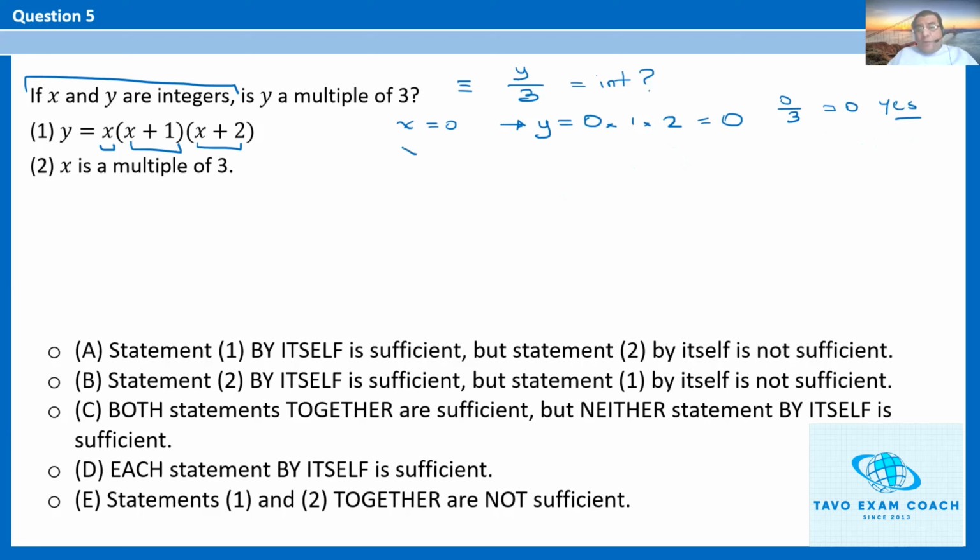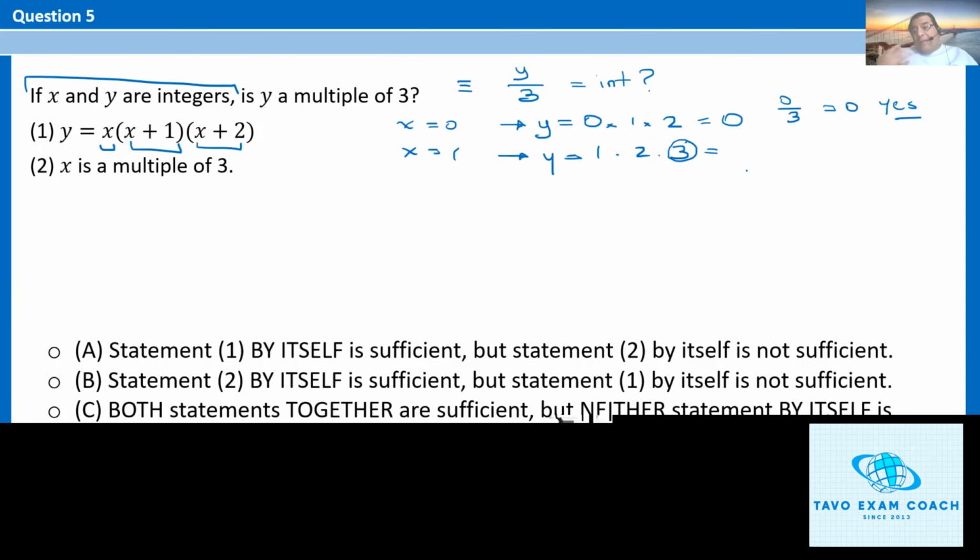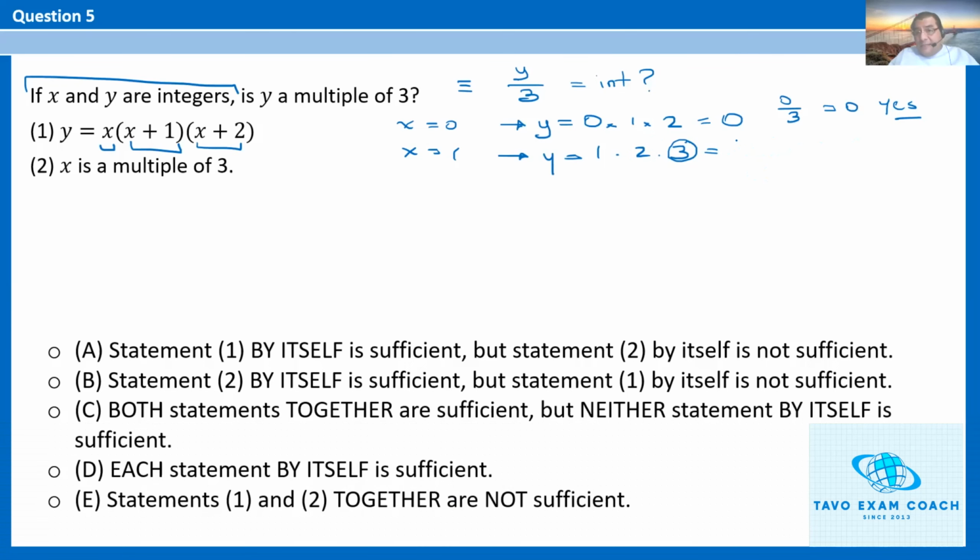What if x were 1, for example? Y would be 1 times 2 times 3. And we see again that this product of 3 numbers, because it contains 3 already, when you divide it by 3, you will obtain another integer. That is, this is 6. 6 divided by 3 equals 2. So 6 is a multiple of 3, obviously.